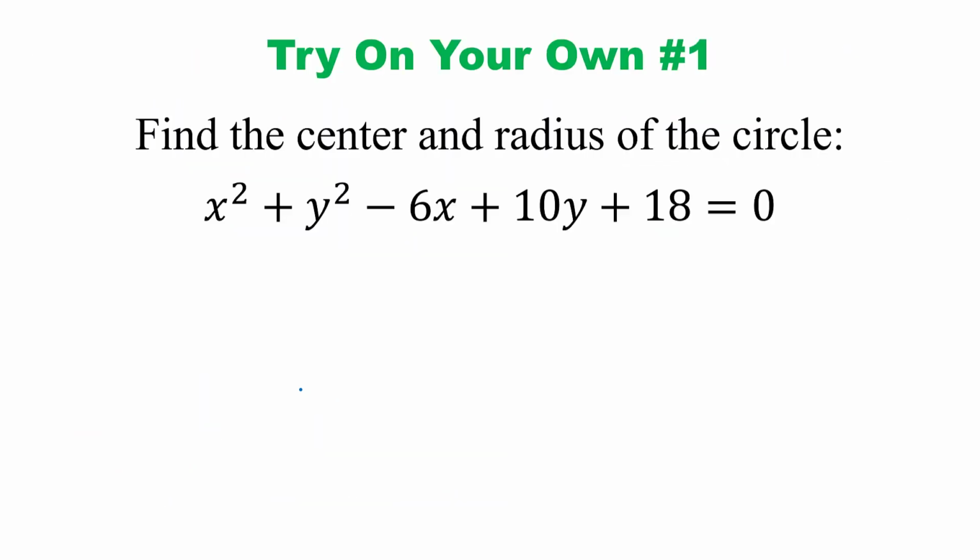Now try on your own number 1. Find the center and radius of the circle x squared plus y squared minus 6x plus 10y plus 18 equals 0.